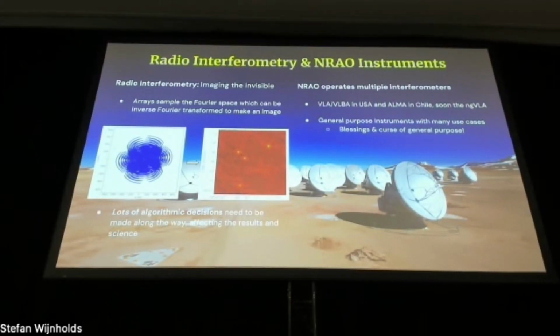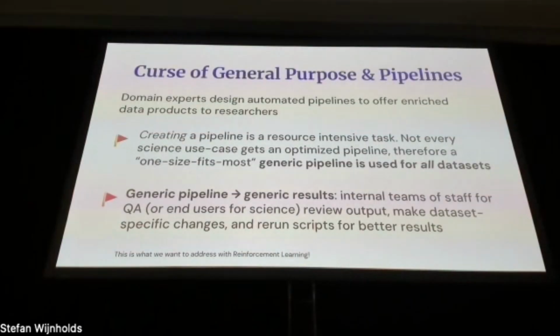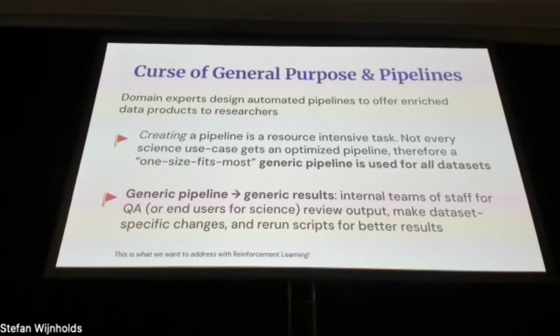NRAO operates multiple interferometers. They have the VLA and the VLBA in the US. They co-manage ALMA in Chile, and then soon there'll be the ngVLA. These are general purpose instruments with many use cases, but there's blessings and curses to being general purpose. And one of those is, how do you create pipelines for a general purpose instrument?